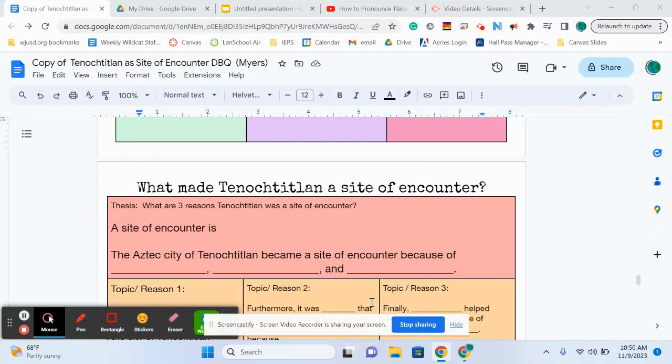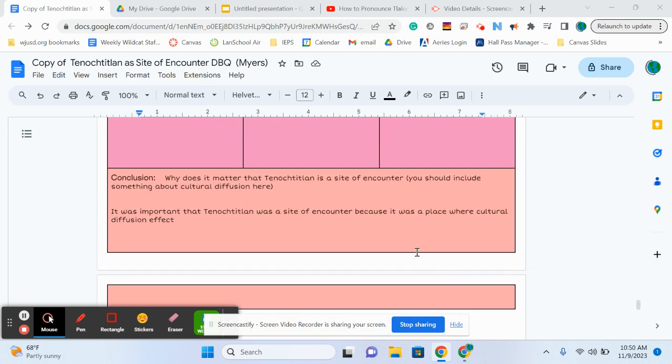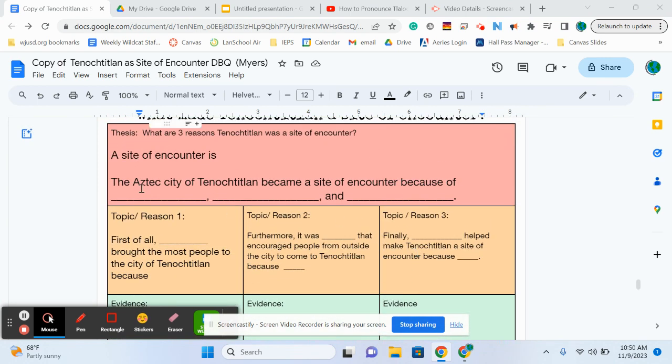Okay. So this last page in your packet is where we're going to outline or lay out our essay, I guess is a better word for it. You're going to start out with your thesis statement. And in your thesis statement, you're going to write two sentences. The first one is, a site of encounter is.